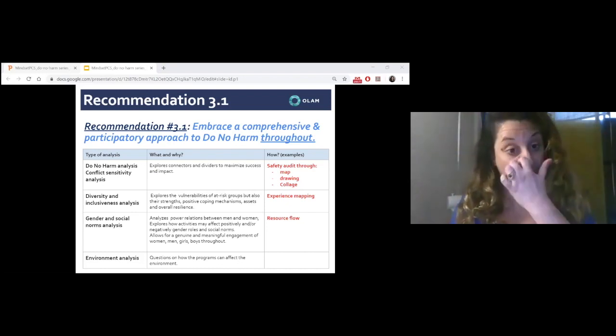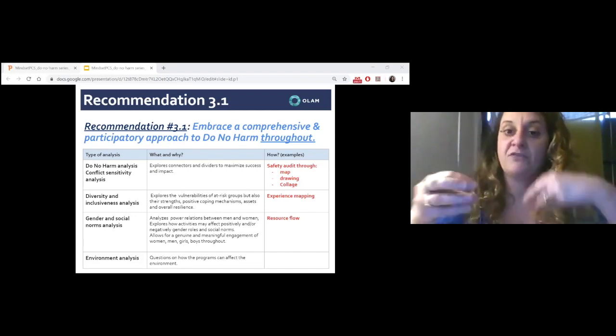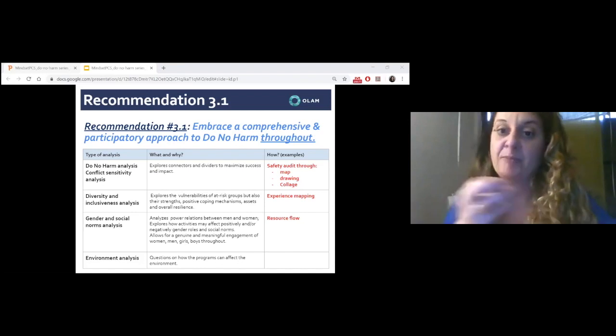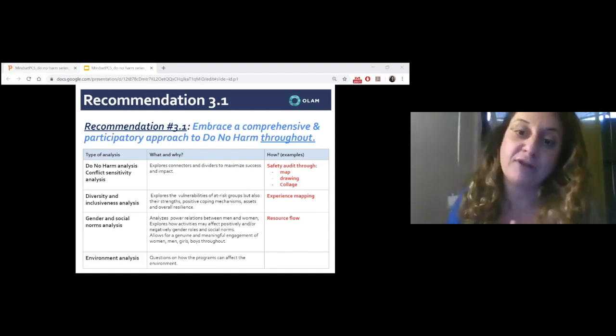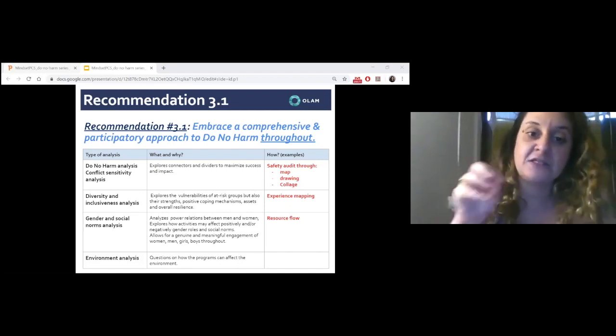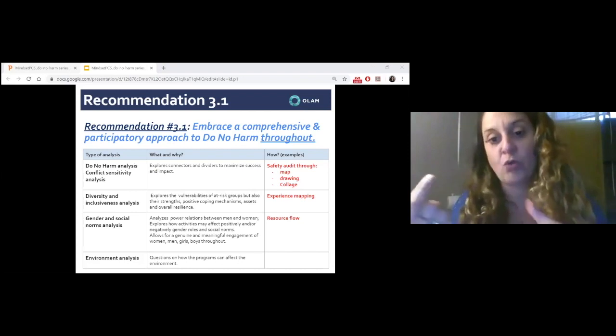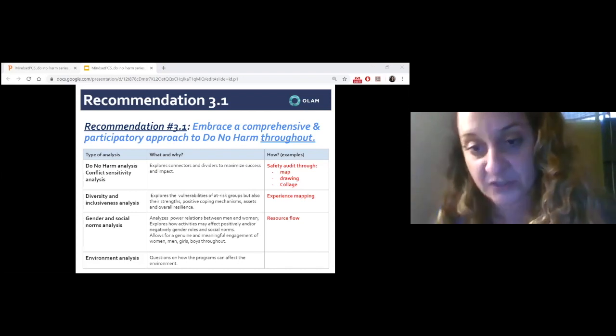Third, very important, is the gender and social norms analysis, which is again questions or activities that help you analyze and understand the power relations between men and women, and how the activities will affect either positively or negatively those gender roles and those social norms, like we saw with the DRC example.